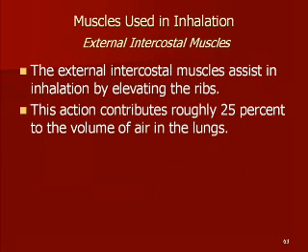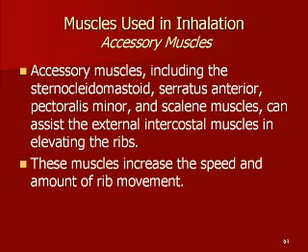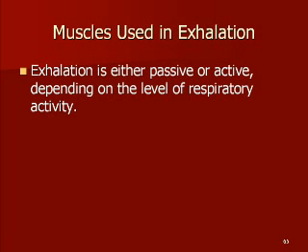The external intercostal muscles assist in inhalation by elevating the ribs. This action contributes to 25% of the volume of air in the lungs. Accessory muscles, including the sternocleidomastoid, the serratus anterior, the pectoralis minor, and the scalene muscles, can assist the external intercostal muscles in elevating the ribs. These muscles increase the speed and the amount of rib movement.